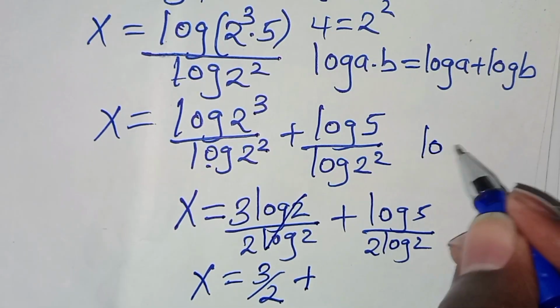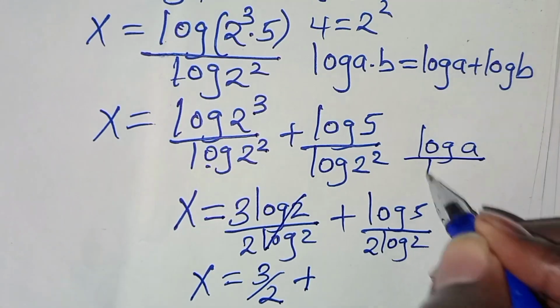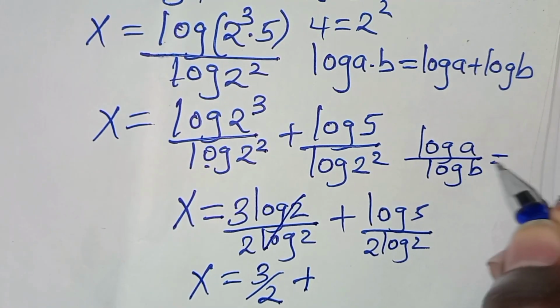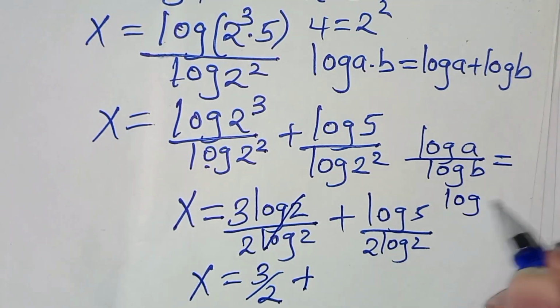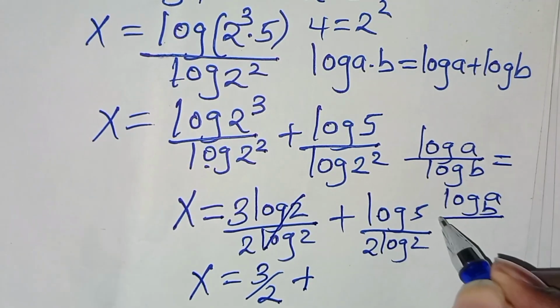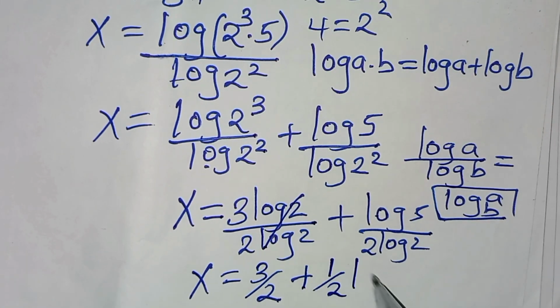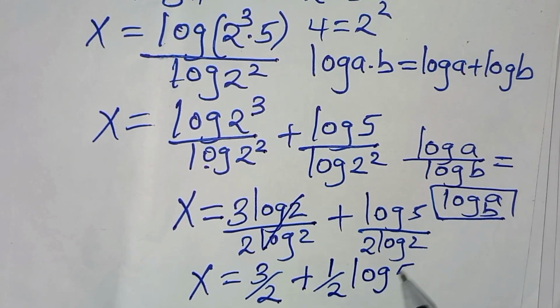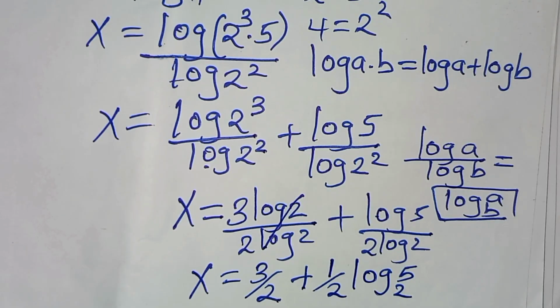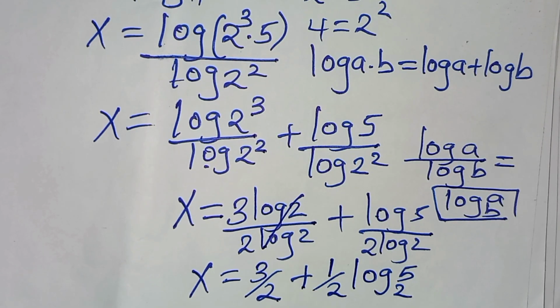Find that this is in the form of log a divided by log b, which we can express as log a to base b. Let's apply this property. So we'll have 3 over 2 plus half log 5 to base 2. Now this is the value of x.